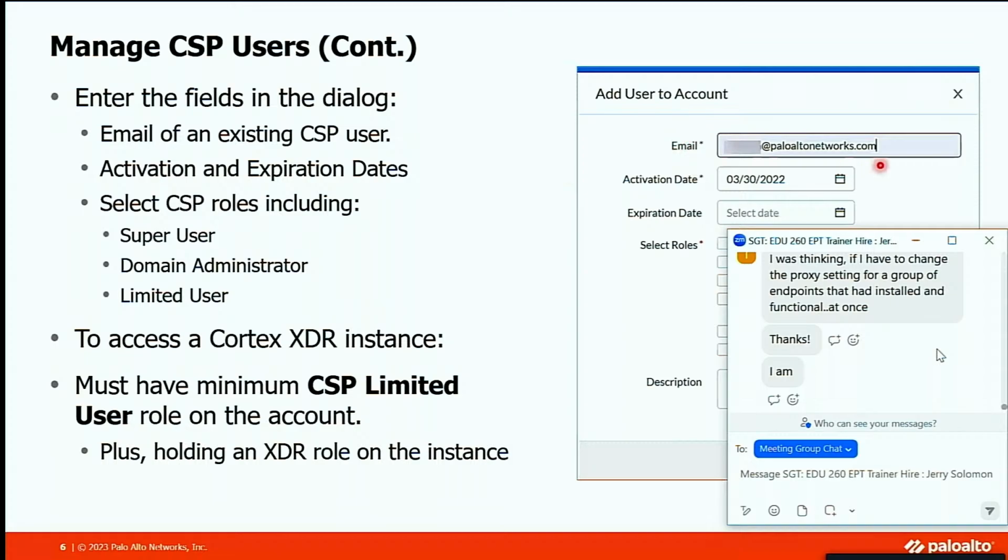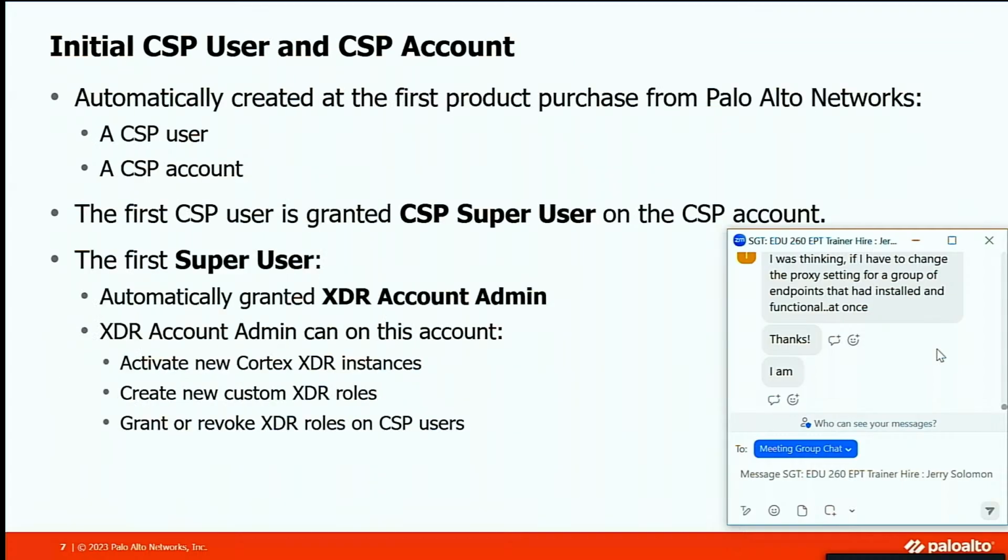So here's the process. The existing CSP user, activation date, expiration date, at least limited user, optionally description. That's the minimum. They want you to know that. To provide access to Cortex XDR, as a minimum, CSP limited user. And then we can assign a role within Cortex XDR.